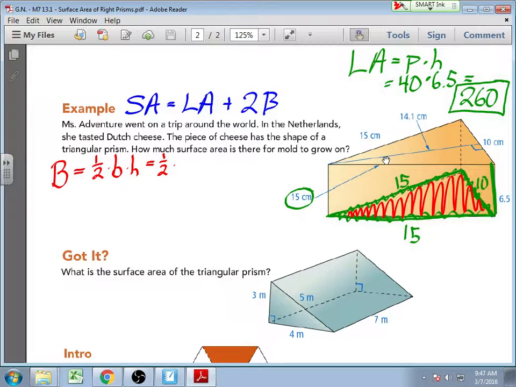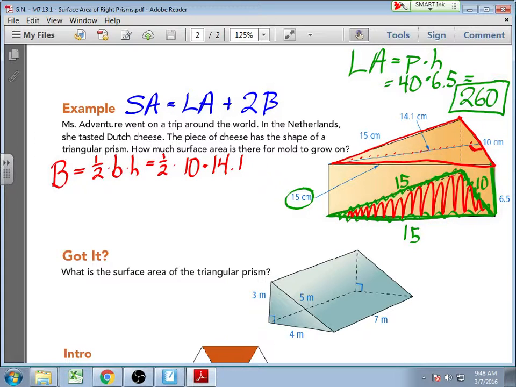So, for your triangle, what's the base edge of the triangle? Well, if I look at the triangle being right here, what's the base edge? 10, because remember the base of the triangle has to be perpendicular to the height. So because I see this right angle right here, I know that that's my base and that's my height. So my base is 10. My height is that 14.1.